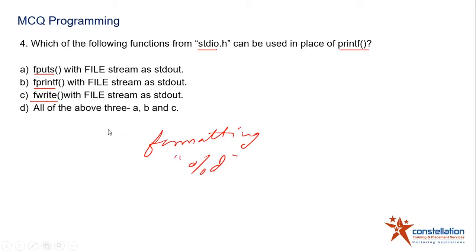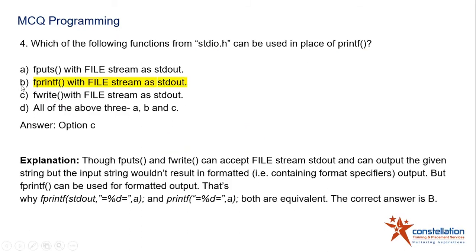So keeping that option in mind, the B option is the correct one, because fprintf only gives you that formatting option. fputs and fwrite do not give you that option. The correct option here is going to be the fourth one. Okay, sorry, the B one. This is the one.